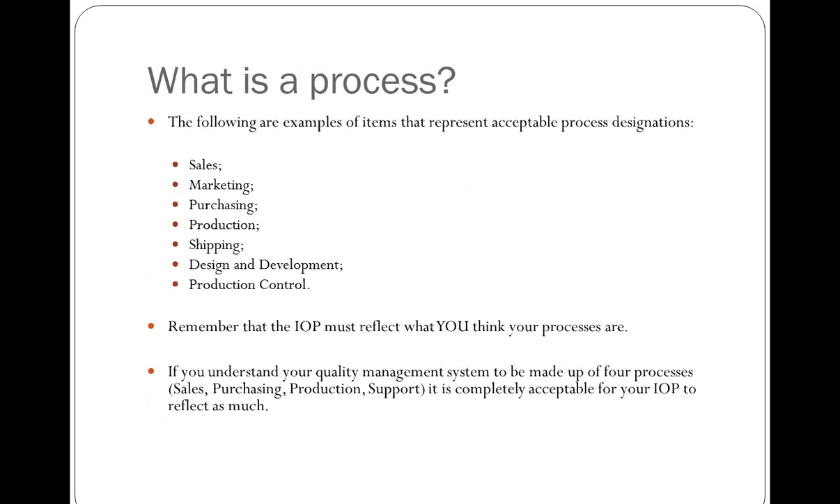Now, in terms of what we think of in typical process designations, of course this is going to vary from company to company, but in our experience of auditing numerous companies, there tend to be some parallels. So what are some things that we typically see as process designation? Sales, marketing, purchasing, production, shipping, design and development, production control.